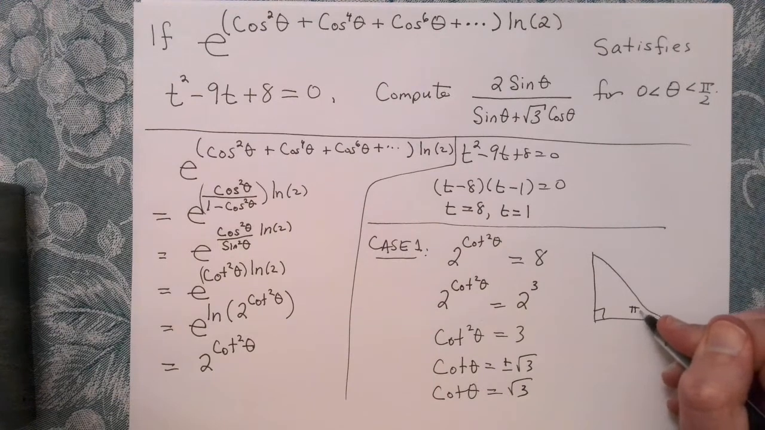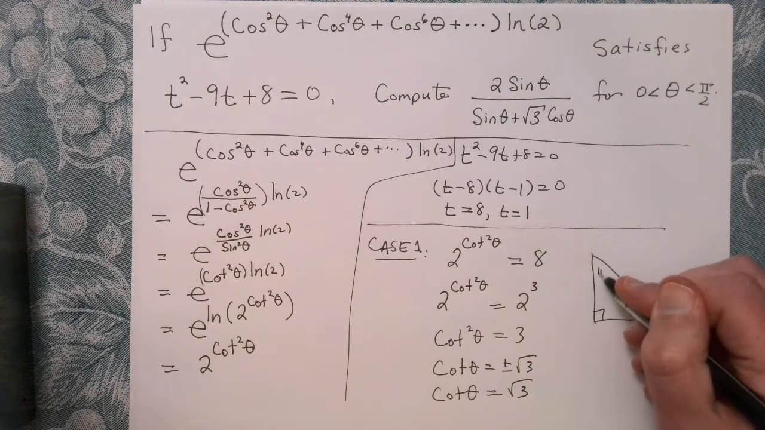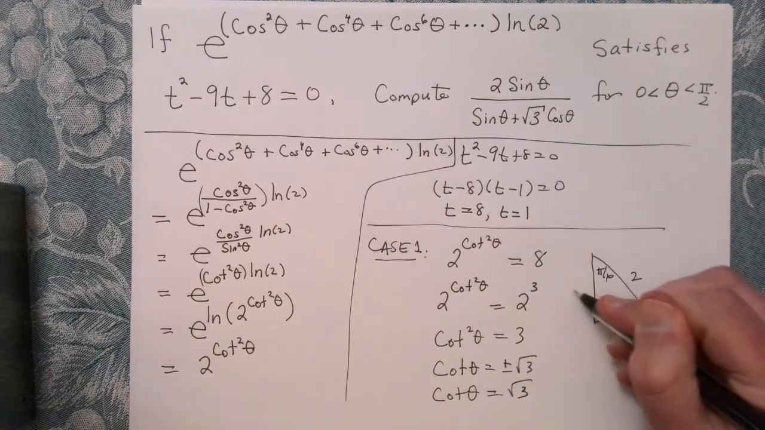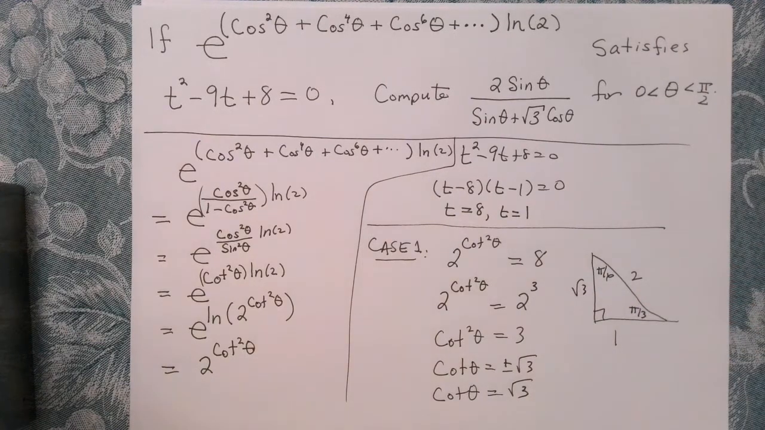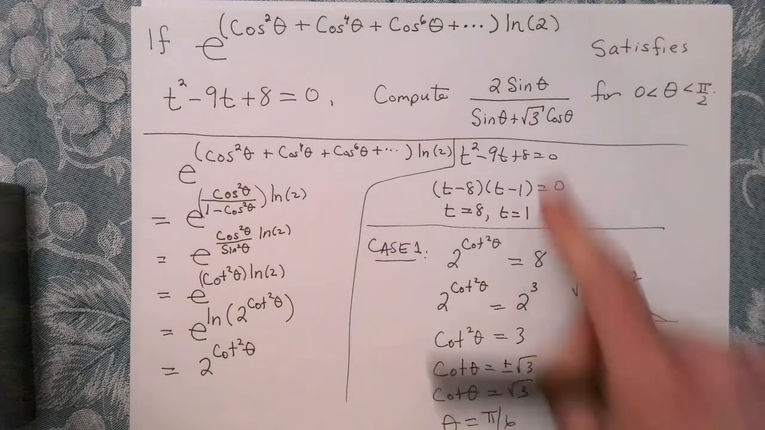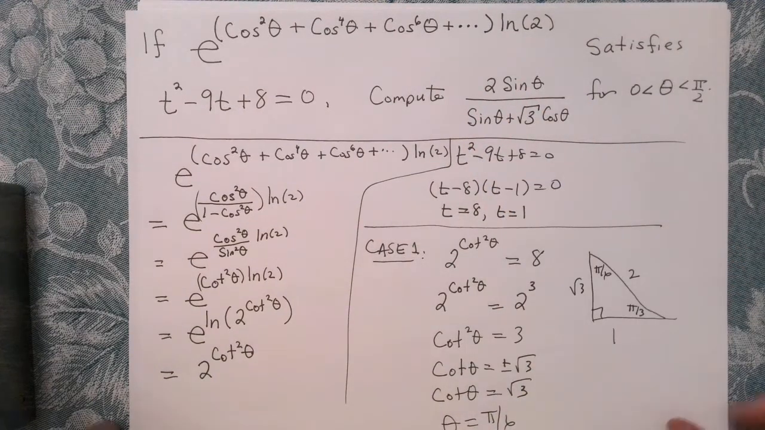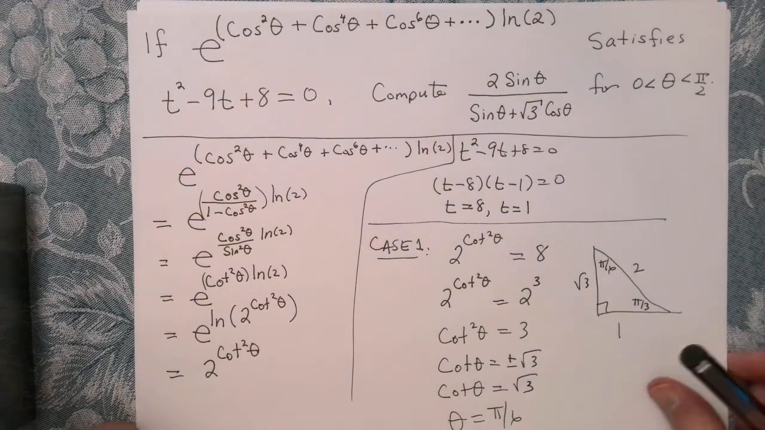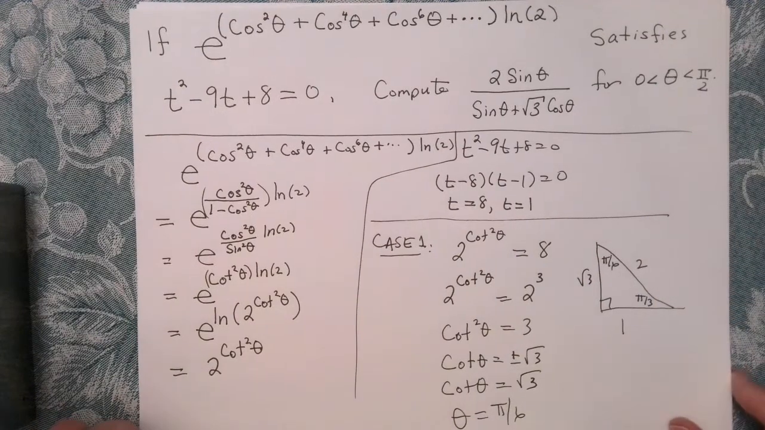Okay. So here this is pi over 3. Here's pi over 6. Here's 1, 2, radical 3. And it looks like pi over 6 is our angle. Now, if we take the cotangent of pi over 6, that's going to be adjacent over opposite. So that seems pretty good. And that does fit our condition here. We'll evaluate this in just a moment. Let's see what's happening for case 2, and then we'll compute this at the end.